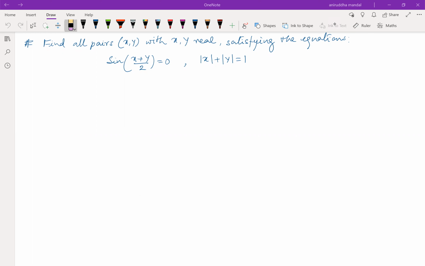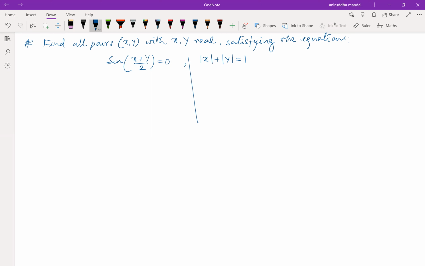Today we have two problems based on graphs. The first problem says: find all pairs (x, y) belonging to the reals satisfying the equations sin((x+y)/2) = 0 and |x| + |y| = 1. So what we can do is solve these two equations and plot the graphs, and the intersecting points between these two equations are the solutions.